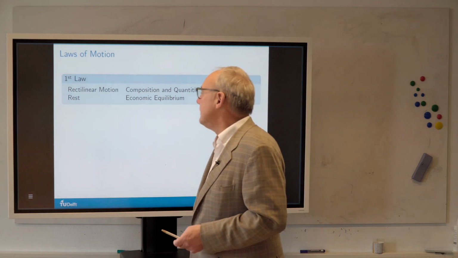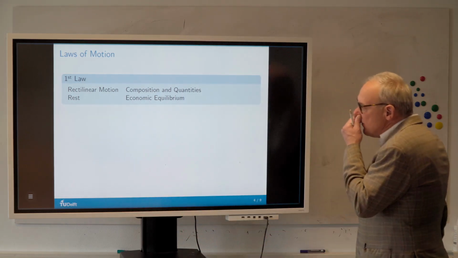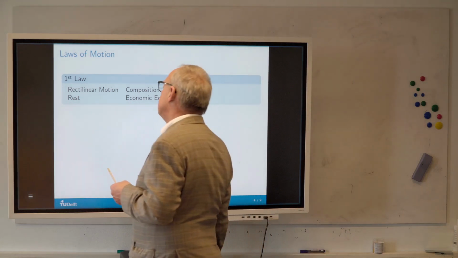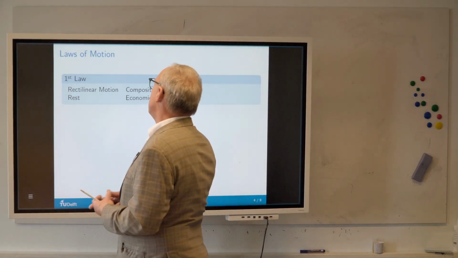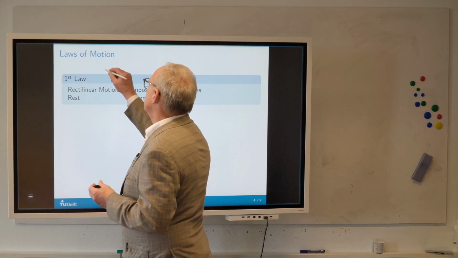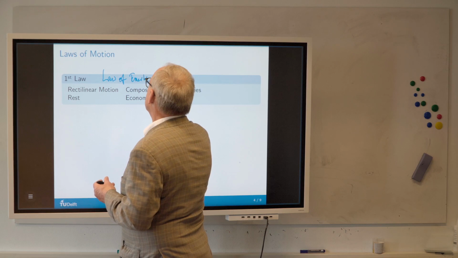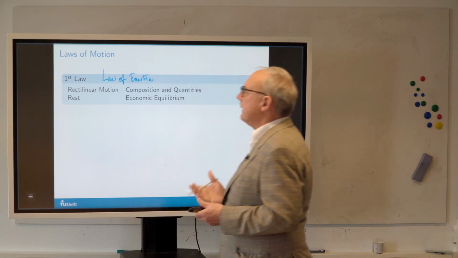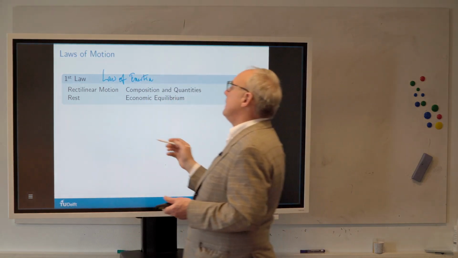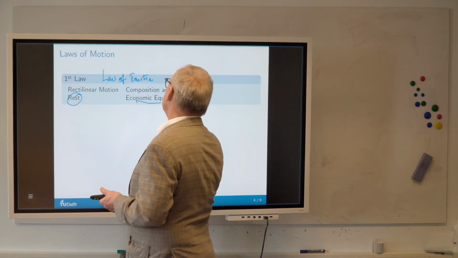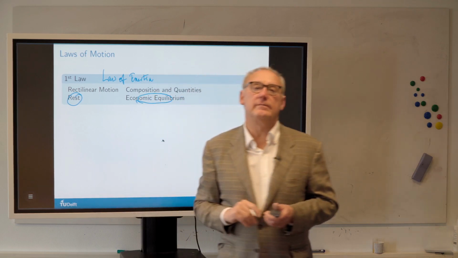And the first law we talked about is also called the law of inertia. And in economics, I would say it embodies the idea of rest, and this is what I would see as the idea of economic equilibrium, all right?